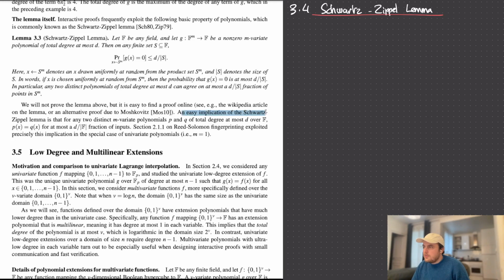An easy implication of the Schwartz-Zippel lemma. Okay, we will not prove this. An easy implication of the Schwartz-Zippel lemma is that for any two distinct m-variate polynomials p and q of total degree at most d over a field, p of x is equal to q of x for at most a d divided by the size of the field fraction of inputs. Okay, so this is important, but yeah, maybe that's why I didn't take notes.